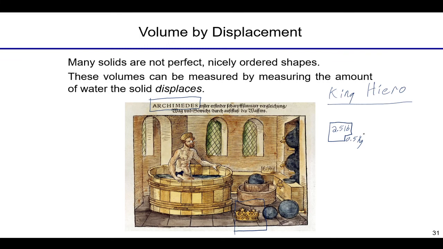And the king, hearing this, thought, that is highway robbery. I have to catch this goldsmith, but I don't know how. And so the story goes that Archimedes was tasked with discovering how you could figure out whether a gold crown that weighed 3 pounds was actually completely gold.